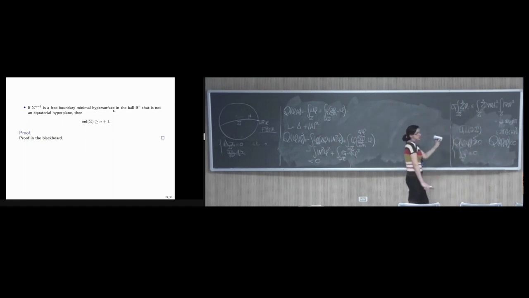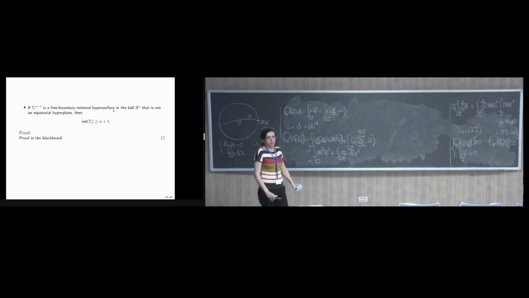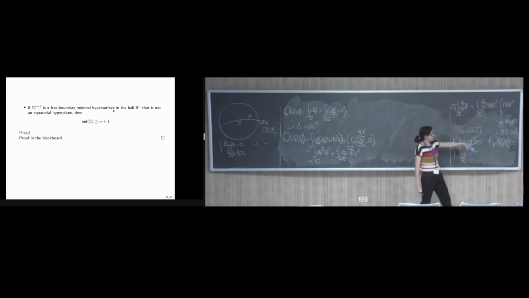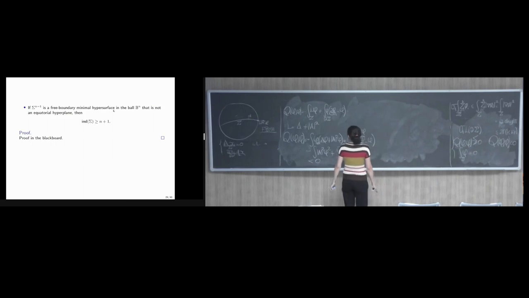What's the idea here? The idea is to construct a space and show that the space has dimension n plus 1. And what more? You prove that the quadratic form on this space is negative. If you prove that for every function in this space the quadratic form is negative, and this space has dimension n plus 1, you finish the proof. Only that.